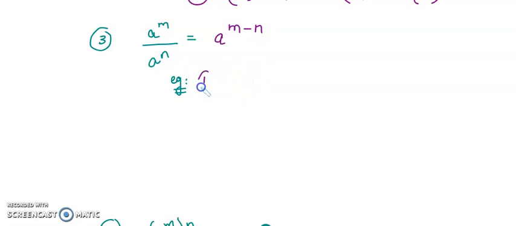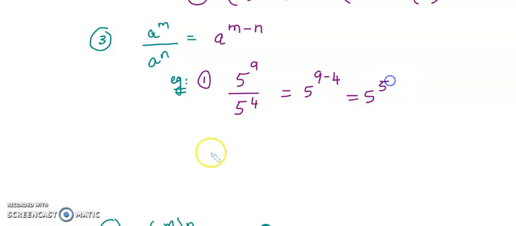Okay, let's take some examples. So if I have 5 to the power 9 divided by 5 to the power 4. Bases are same? Yes. Are they divided? Yes. So what will happen? The powers will subtract. Correct? And you will get your answer as this.